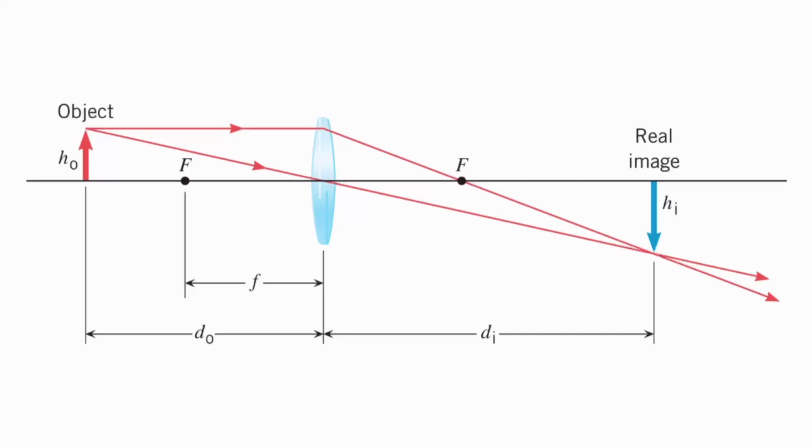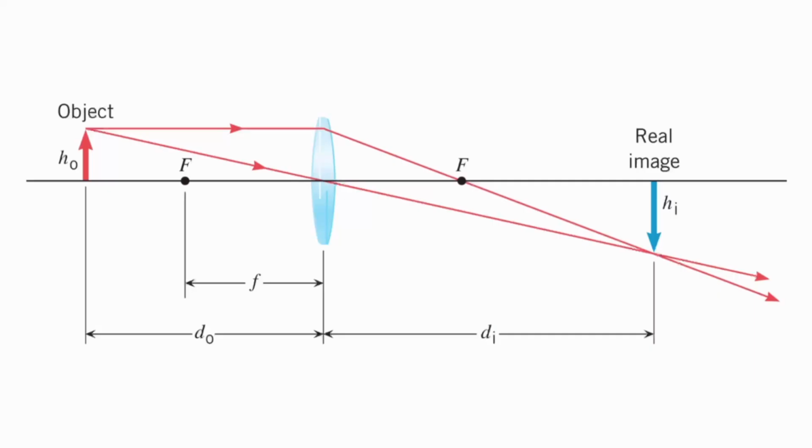Okay, so I've got my object outside of my focal length, right? And it's a real image. Upright or inverted? It's inverted. Magnified or reduced? This one looks reduced, doesn't it?